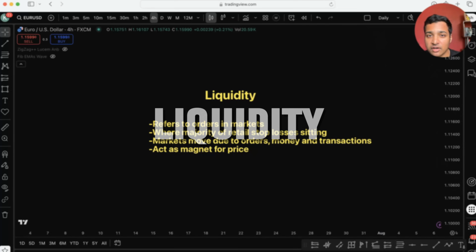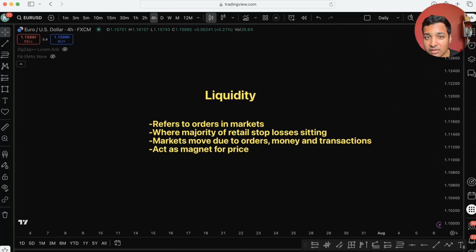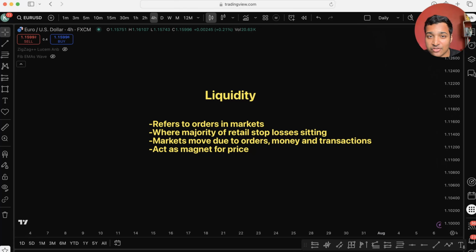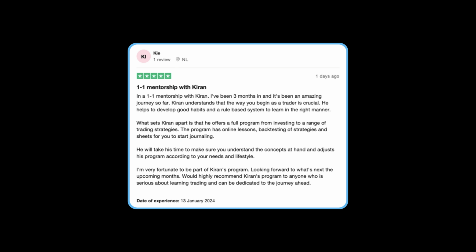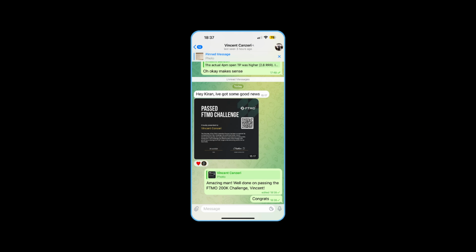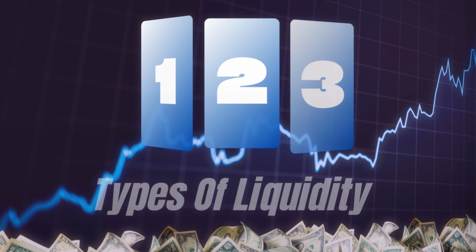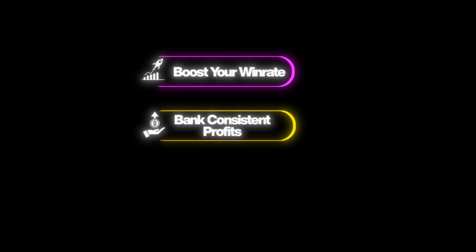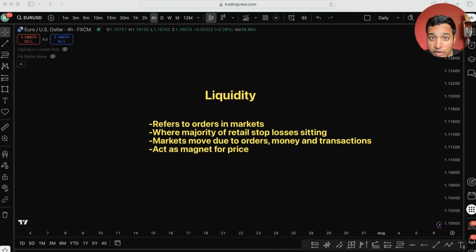Today, I'm going to break down liquidity in extreme detail, helping you to enter trades alongside the big players and avoid unnecessary losses in the markets. After helping hundreds of students worldwide be profitable, I'll also simplify the 3 types of liquidity that you need to understand, which isn't as complex as people make it out. Once you understand liquidity, you'll be able to boost your win rate, bank consistent profits, and take trades with clear targets. Liquidity refers to the orders in the markets, and it's where a majority of retail stop losses are sitting.